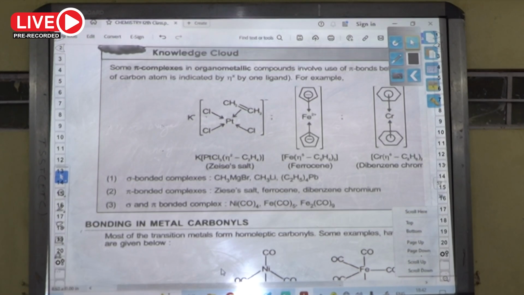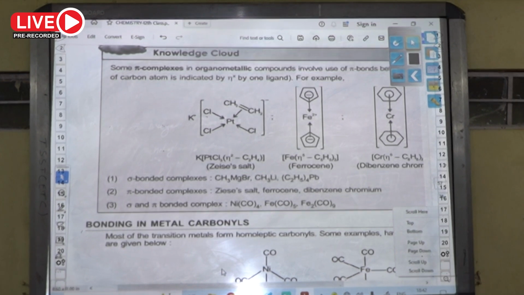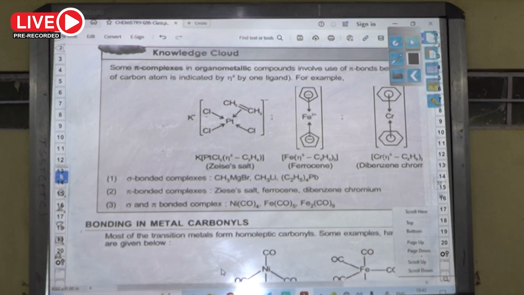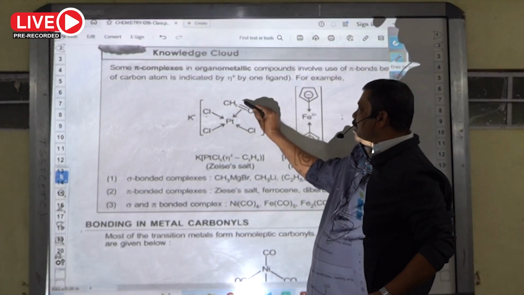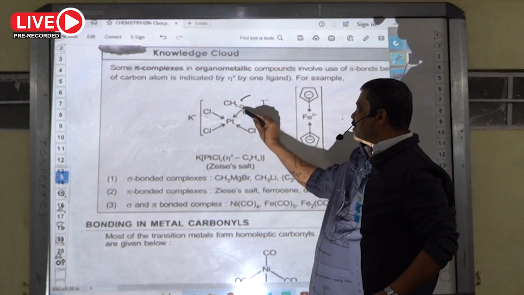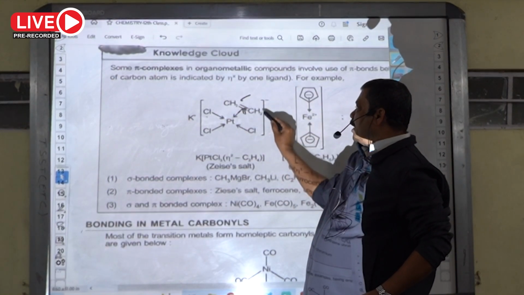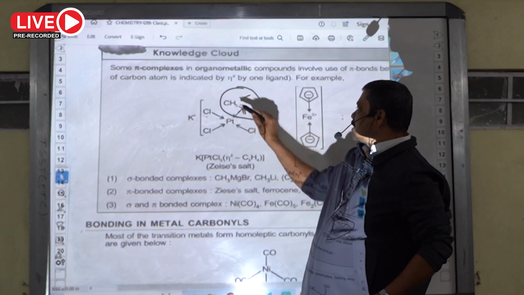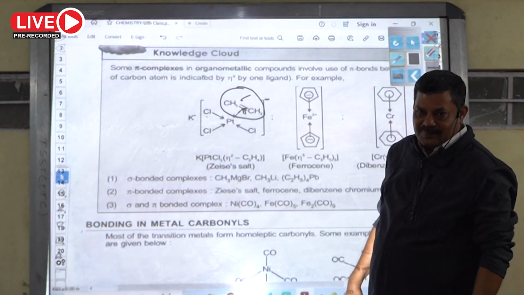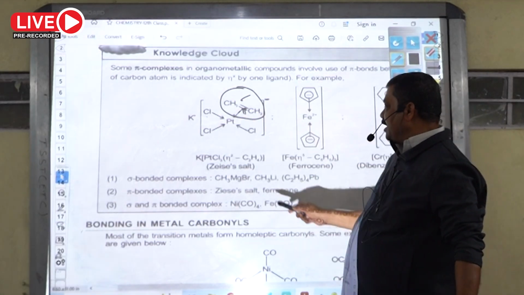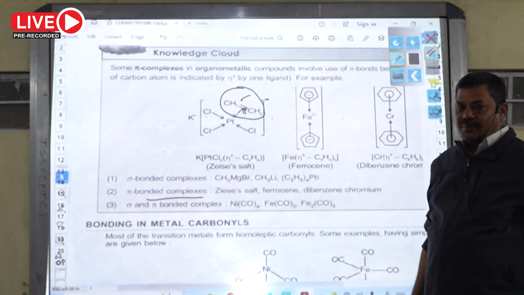Again, K+ square bracket begins. Platinum is linked with 3 chlorines by direct dative bonds. One ethylene molecule donates its pi electrons. This is a sigma bond, this is a pi bond. This is the organic part, and the metal is linked to it by what bond? Pi bond. That's why it is called a pi bonded organometallic.